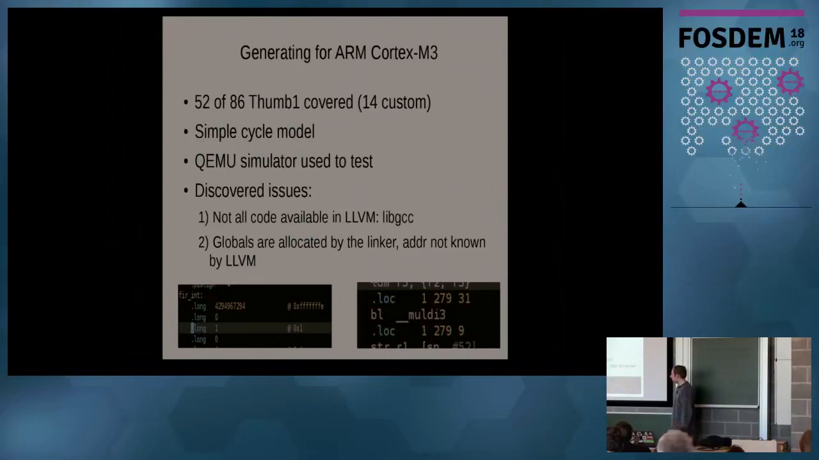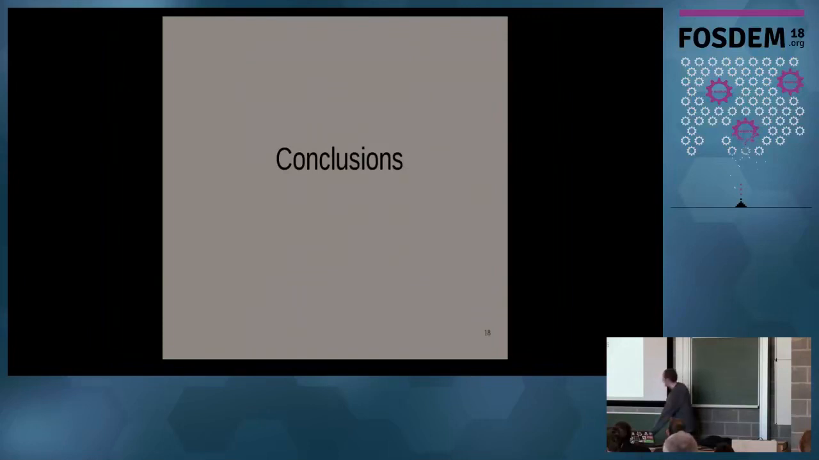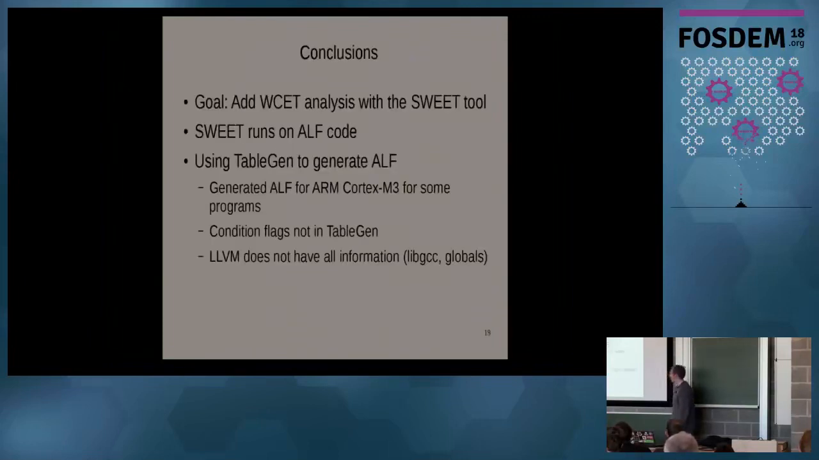Furthermore, when you define globals in LLVM, the position of these globals is only later determined in the linker, so the compiler also doesn't know it. So that's another big problem. So, yeah, basically I'd like to conclude with a small summary of what I tried to do.